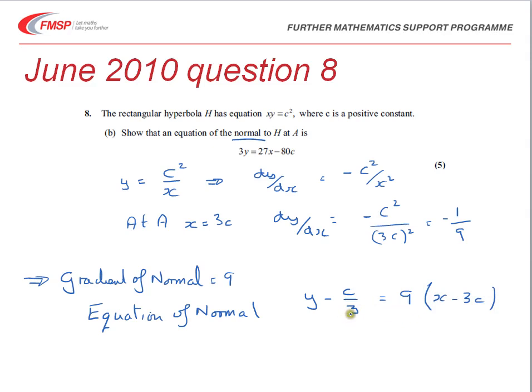Multiplying by 3, y minus c, and also multiplying out this bracket, so 3 times 9, 27x, and then 3 times 9 multiplied by 3, 27 times 3 is 81, so minus 81c. Well, we've been asked to write it with 3y as subject, so therefore 3y is equal to 27x minus 80c.